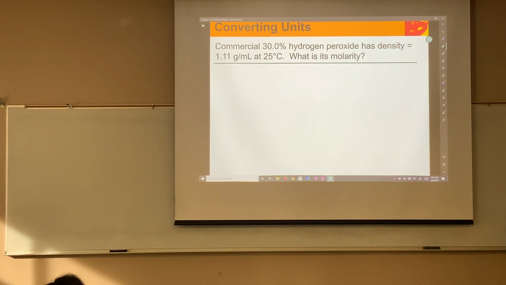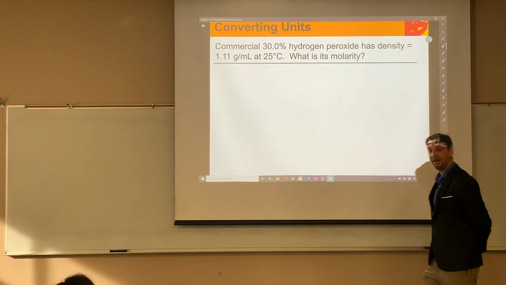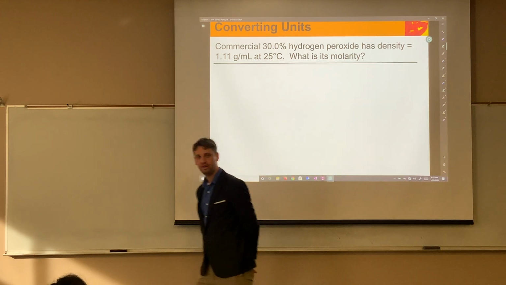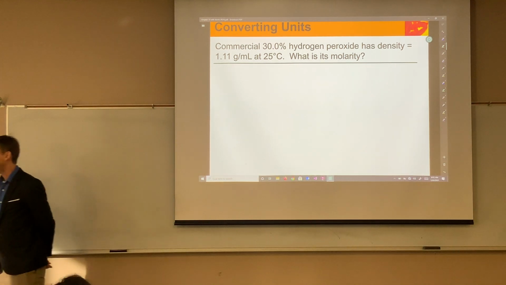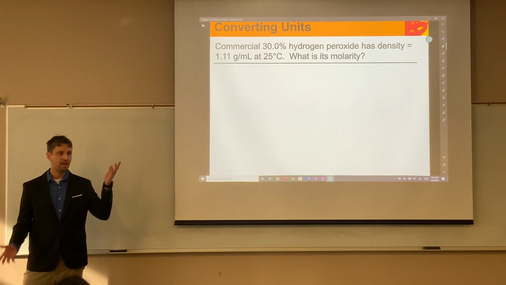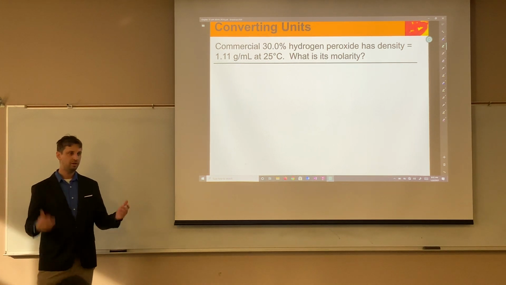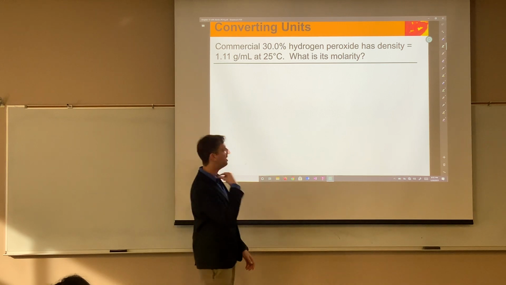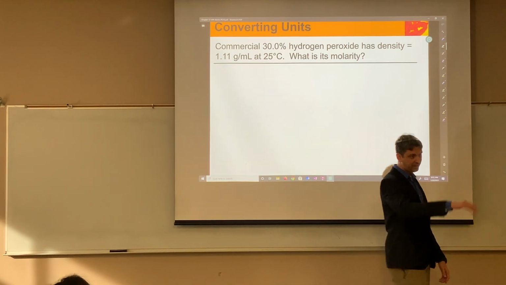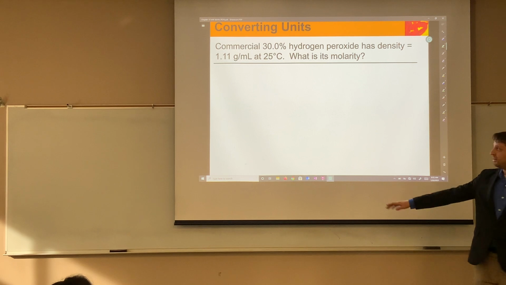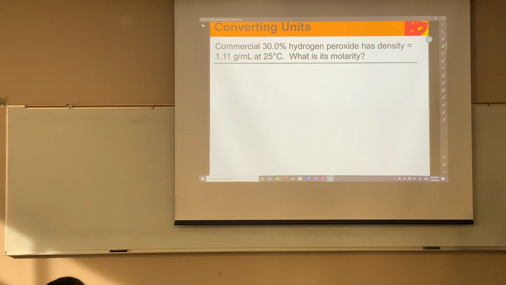Well, the density is kind of... Right, but what's the use of density? Density helps us to shift between what units? Between mass and volume. 30% means what? Let's say I have 10 million liters of hydrogen peroxide, and it's 30%. What percentage of those 10 million liters is hydrogen peroxide? 30%.